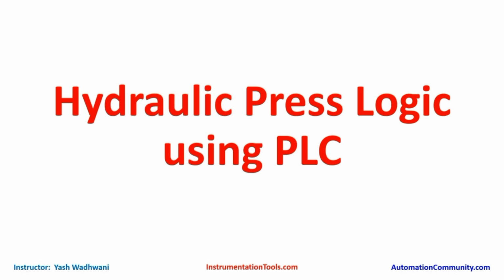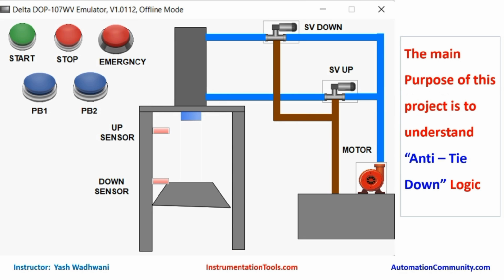Today we are going to see another example, which is hydraulic press machine logic using PLC. So here you can see I have created an HMI screen for a hydraulic machine, but the main purpose of doing this project is to understand the anti-tie down logic. What is this? I'll explain you later.